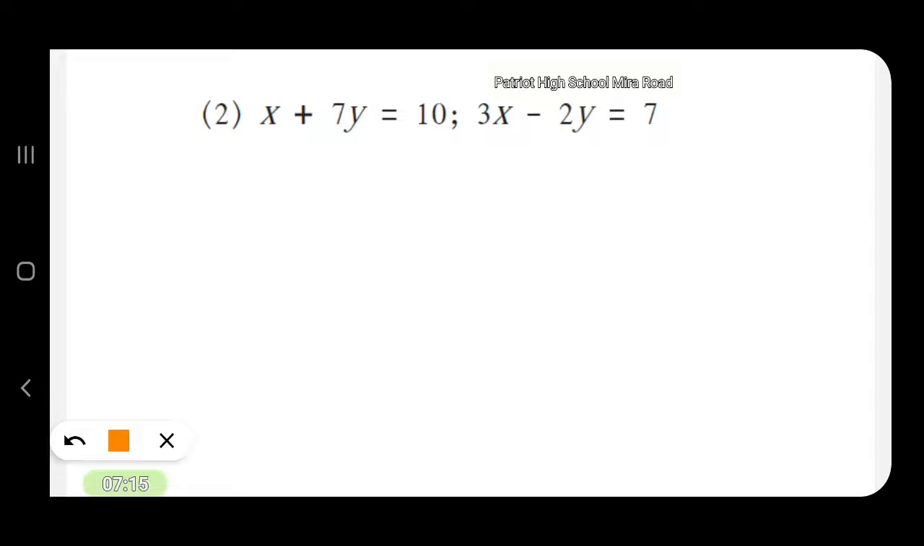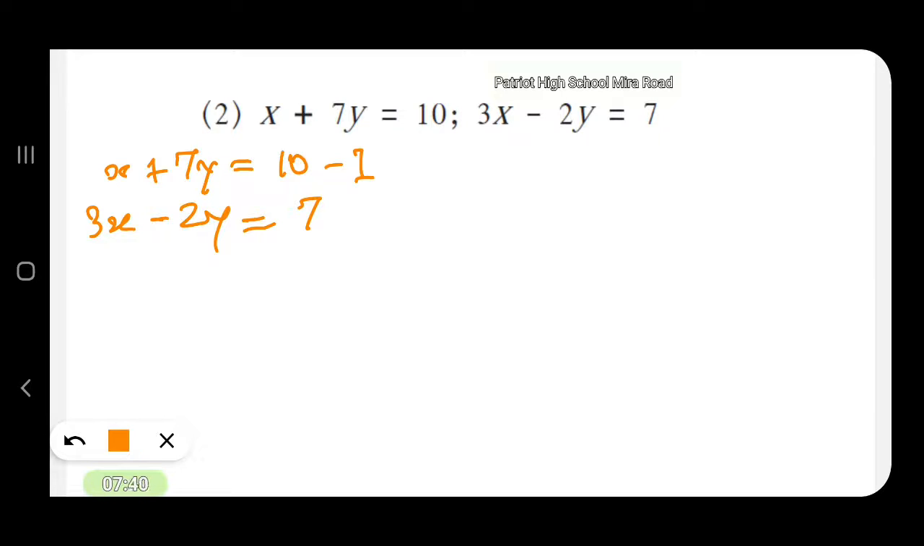Equation 2, problem 2. Let us write the equations one below the other. x + 7y = 10. This is the first equation. The second equation is 3x - 2y = 7.